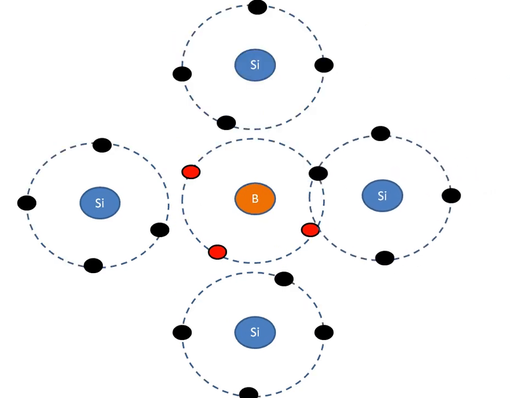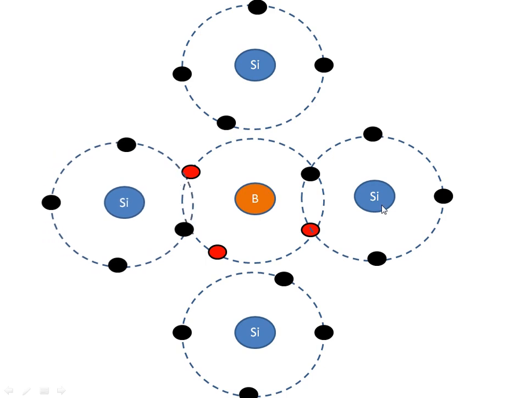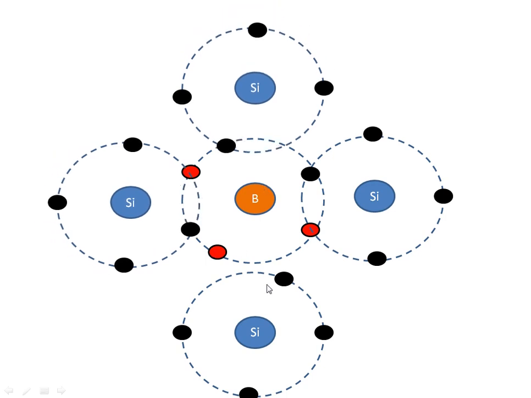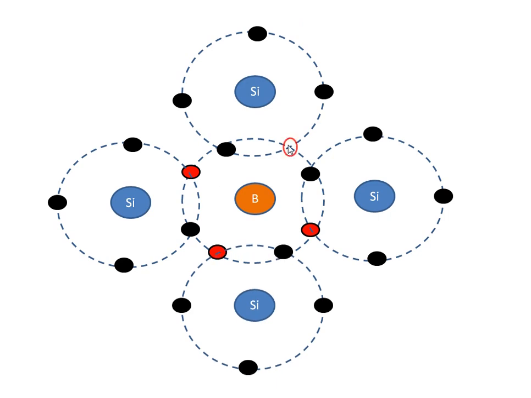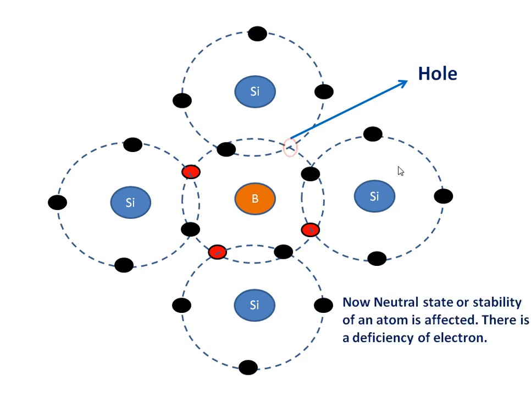Now what will happen? This boron will chemically react with the silicon. It shares its valence band electrons, and here we need one more electron to get stability. So here one electron is missing in this covalent band. This is known as a hole. Hole means there is an empty space, there is no electron in that particular area.